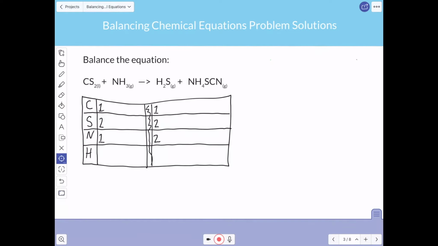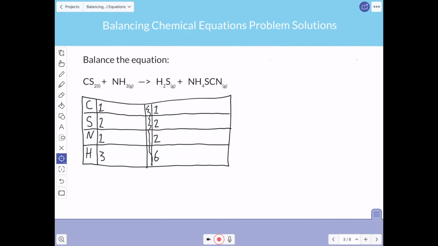Hydrogens, three hydrogens on the reactants. Hydrogens, we've got 4, 5, 6 hydrogens. Alright, so it looks to me like we've already got our carbons balanced, we've already got our sulfurs balanced, we've got to balance nitrogen and hydrogen.